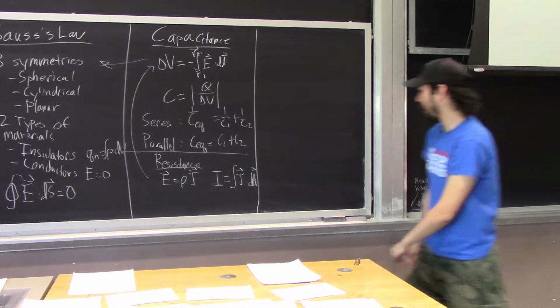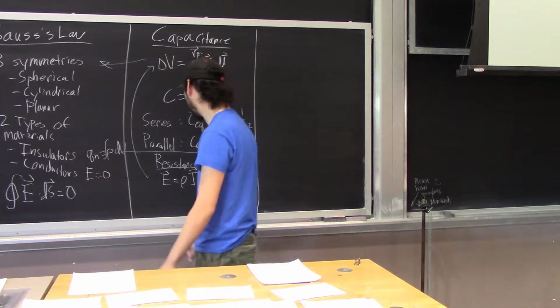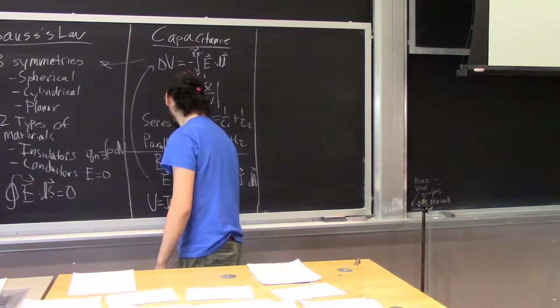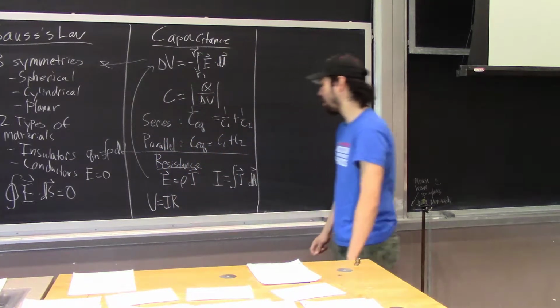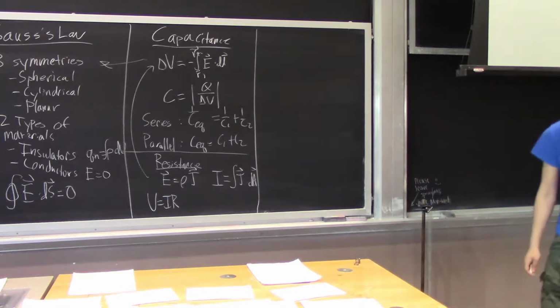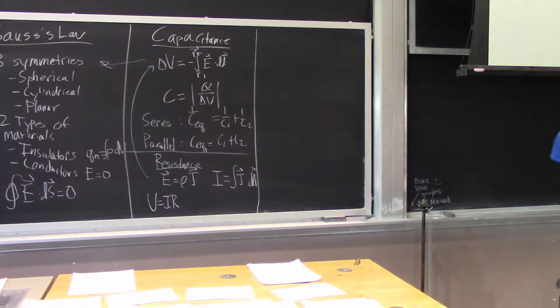Couple more pieces that we had. So this was what was called the microscopic form of Ohm's law. The macroscopic form of Ohm's law says that V is equal to IR. And then we were able to show... So for resistance, is that only used with conductors?